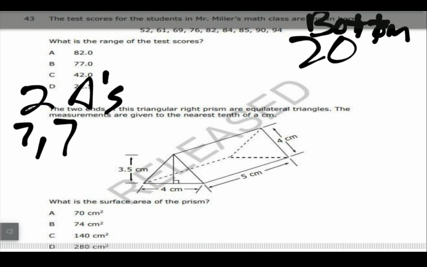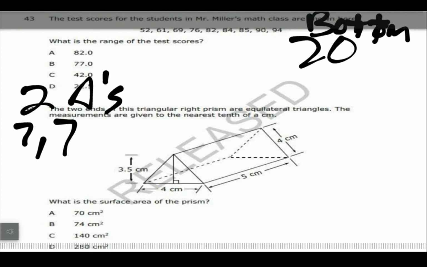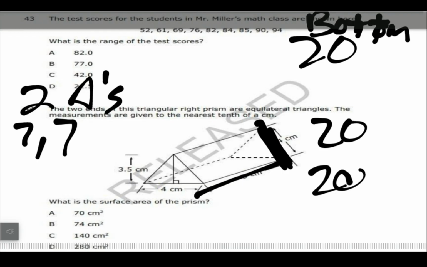Here's the two triangles. Two triangles were 7. Then I got the side rectangles. This one, and then the back one here. They're both rectangles, and they're both actually going to be the same. And these actually happen to also be 4 times 5 because this is the slant height. The slant height is 4 and then 5. So those are actually both 20 as well. So then I want to add everything up to get my total. So it would be 20 plus 20 plus 20, that's 60. And then plus 7 plus 7, and that would be 74. So that would be B.